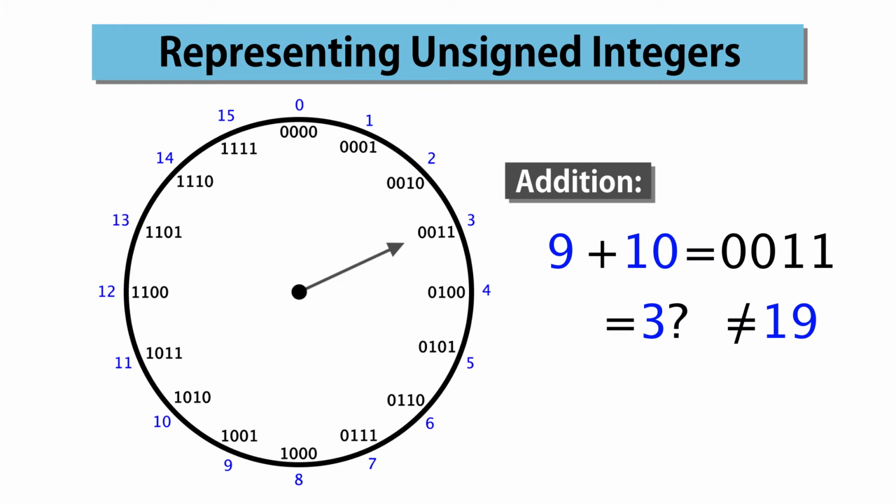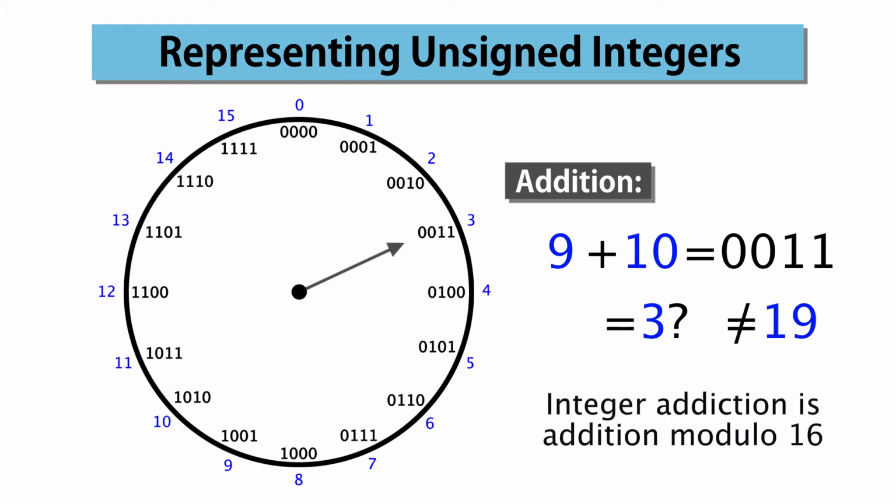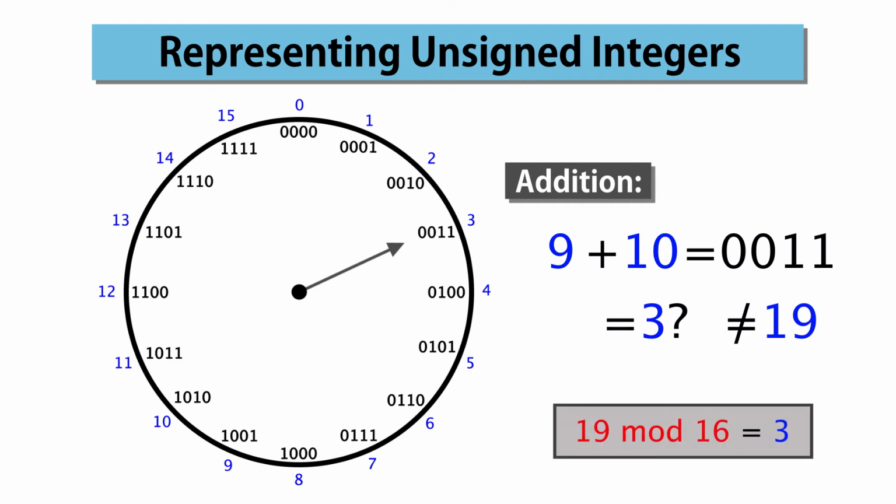Integer addition within our 4-bit system is addition modulo 16. And since 19 mod 16 equals 3, this is the right answer. Or at least it's the answer that our 4-bit machine would give us. The machine also might set the carry bit in the processor to indicate that the answer overflowed.